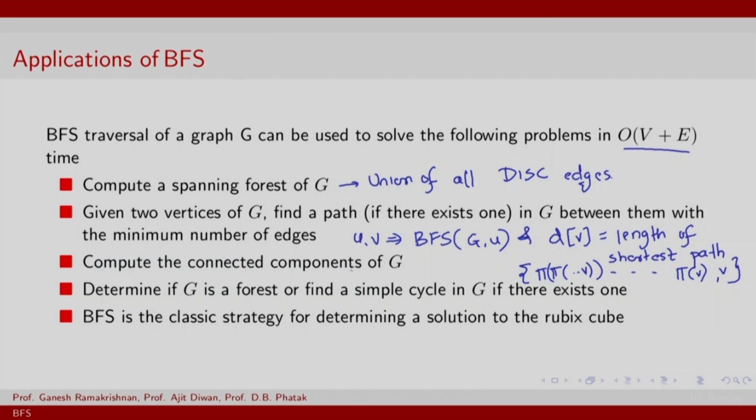To compute the connected components of G, recall that we iterated upon all the vertices, and for each vertex v that was yet unexplored, we invoked BFS. So the number of connected components is basically the number of nodes v for which BFS rooted at v was invoked.